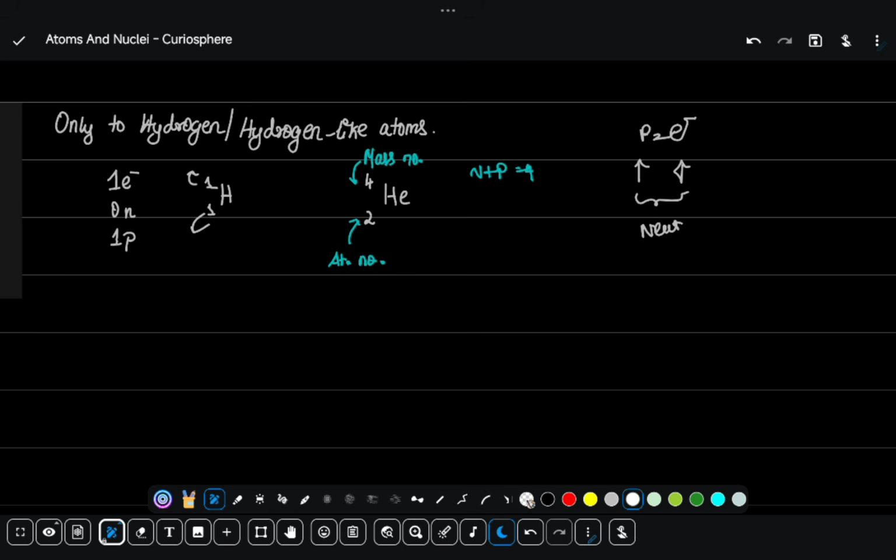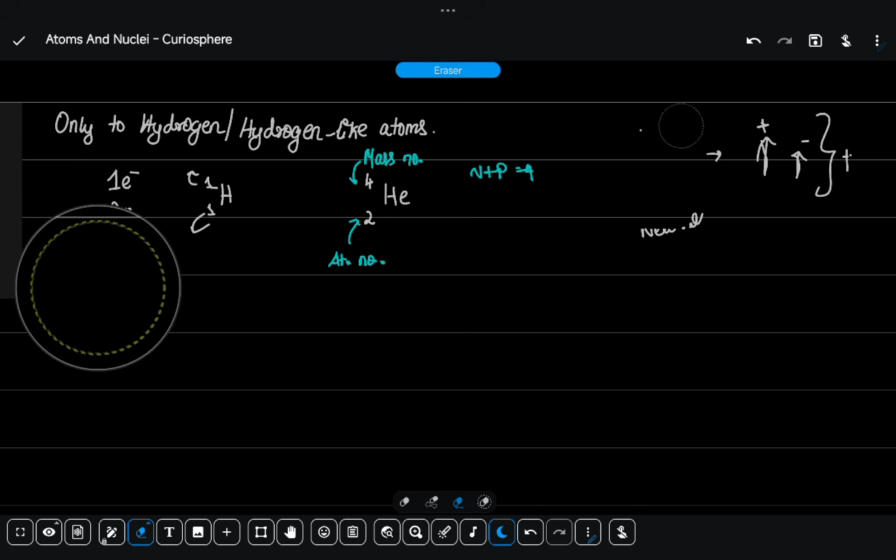But when you lose an electron, it is not directly because of the loss of the electron that you get a positive charge. It's because as you lose one electron, the total positive charge is greater than the total negative charge, so the net charge comes out to be positive. This is positive, this is negative, so the net comes out to be positive. This is how you get positive ions.